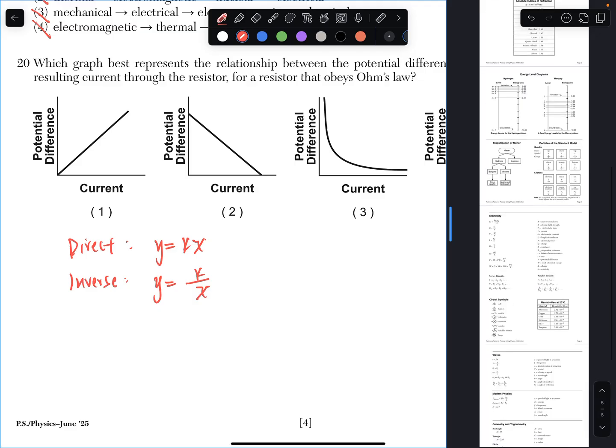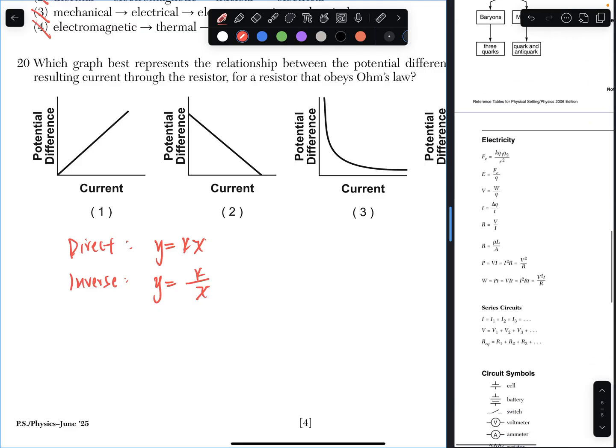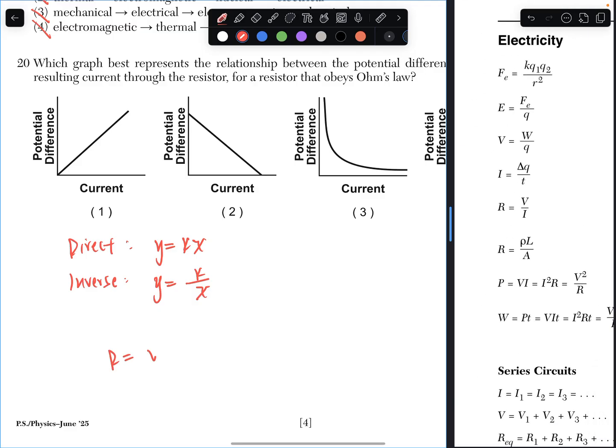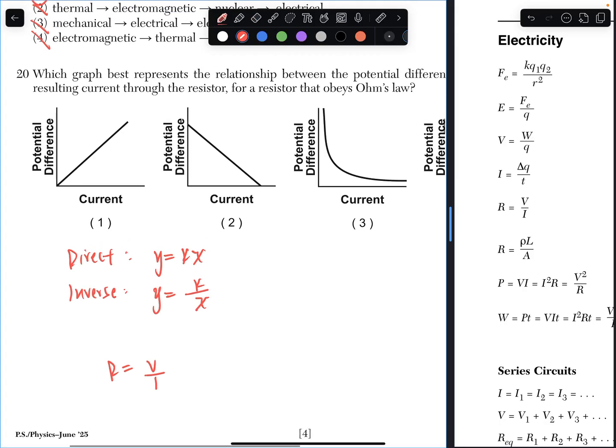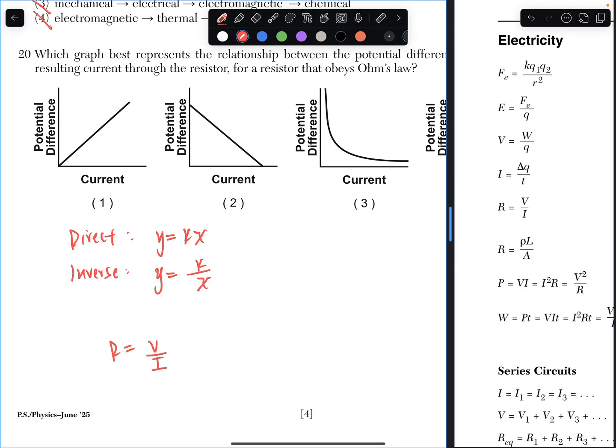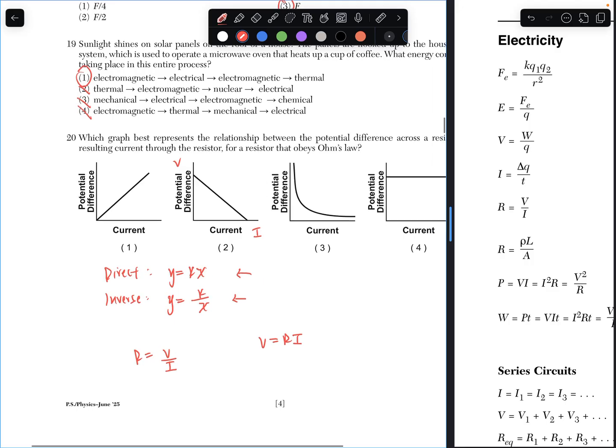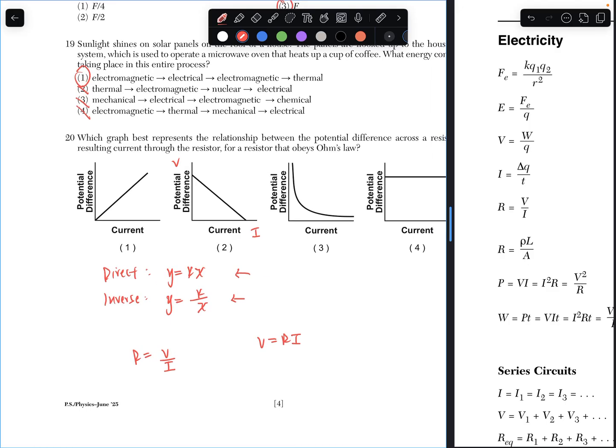So let's look at Ohm's law. If you remember, Ohm's law is R is equal to V over I. Here we're looking at potential difference, which is my V, and current, which is my I. So I'm going to make it look like one of these: V is equal to R times I. And this looks like a direct relationship. So the answer would be choice 1. This is a direct relationship.